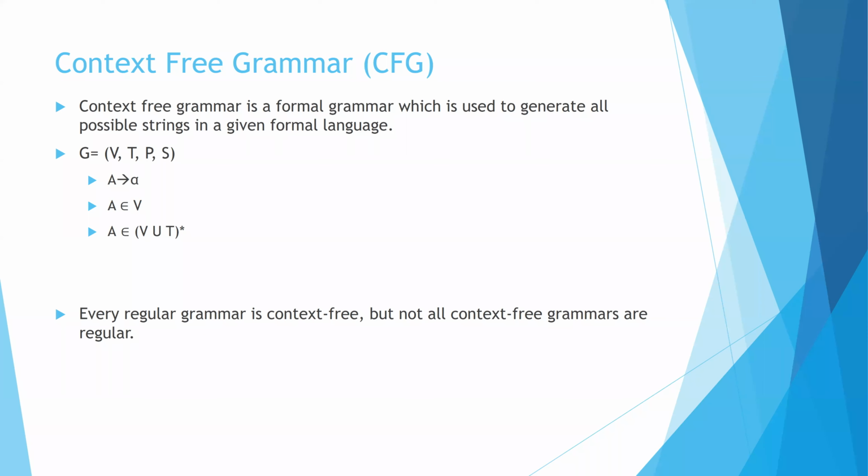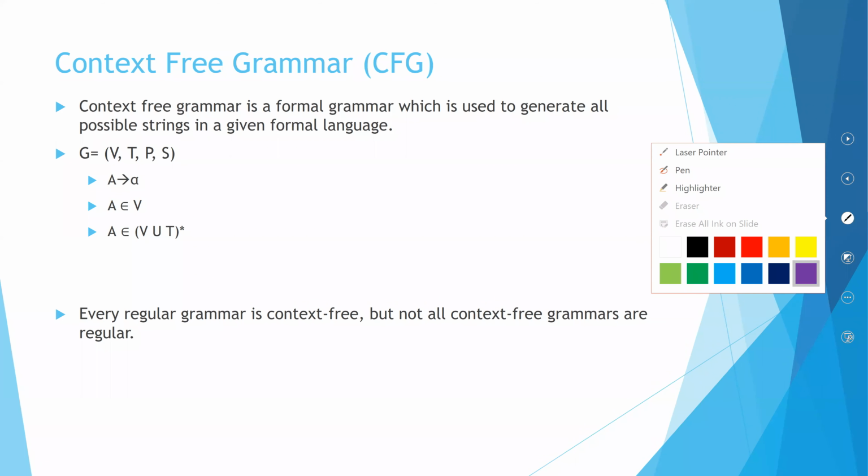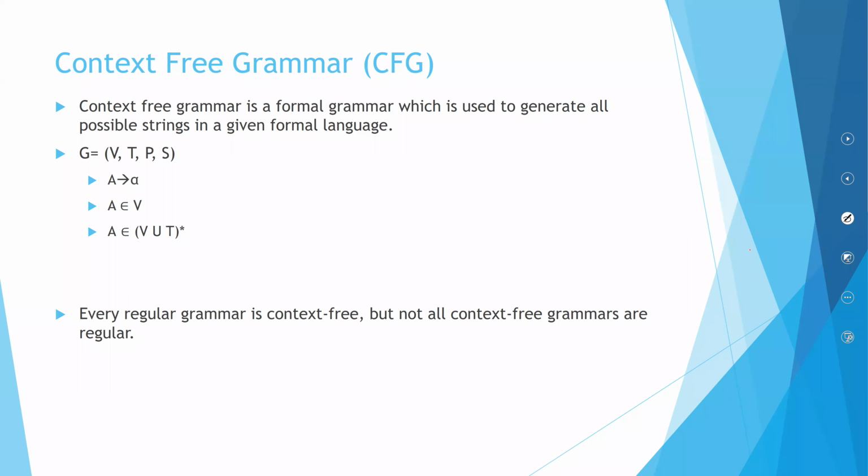We will go on to a new topic today, context-free grammar. Context-free grammar, as we earlier saw in Chomsky's families of language, is a formal grammar which is used, of course, to generate languages which are identified with the help of a push-down automaton.